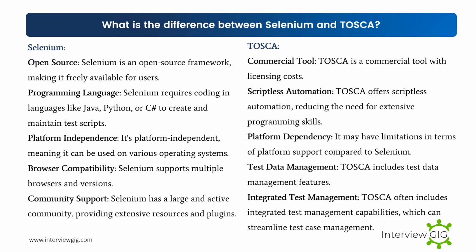What is the difference between Selenium and TOSCA? Selenium. Open source. Selenium is an open source framework, making it freely available for users. Programming language. Selenium requires coding in languages like Java, Python, or C# to create and maintain test scripts. Platform independence. It's platform independent, meaning it can be used on various operating systems.